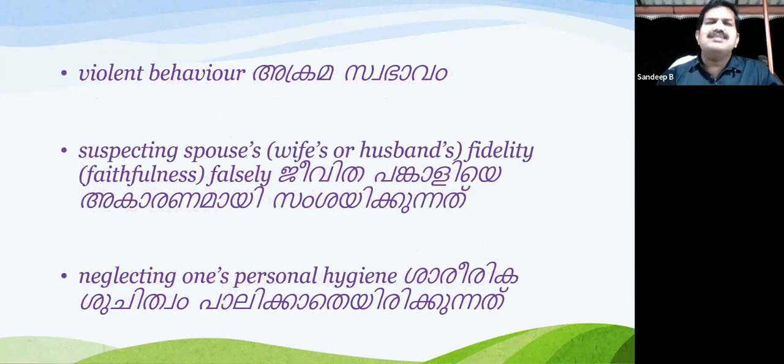And because of psychosis, there can be violent behavior. Because of personality problems, there can be violent behavior. Because of mania, there can be violent behavior. So all these are symptoms which can be part of many syndromes. And suspecting spouses, that is wives or husbands' fidelity, faithfulness, falsely. Even if there is no extramarital affair, the husband is suspecting the wife, or the wife is suspecting the husband, or even if the marriage has not taken place, the boy or girl is suspecting the lover. And it can be like a delusion of infidelity. Just like there is a delusion of persecution, delusion of reference, there can be delusion of infidelity.